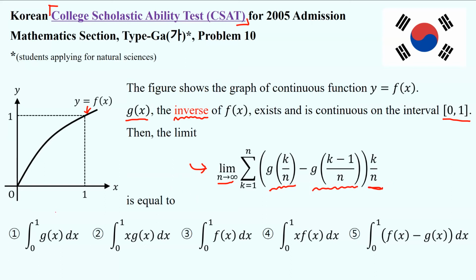The interval of integration is all from 0 to 1, and choice 1 is integral g(x) dx, and choice number 2 is integral of x g(x) dx, and choice number 3 is integral of f(x) dx, choice number 4 is integral of x f(x) dx, and choice number 5 is integral of f(x) minus g(x) dx.